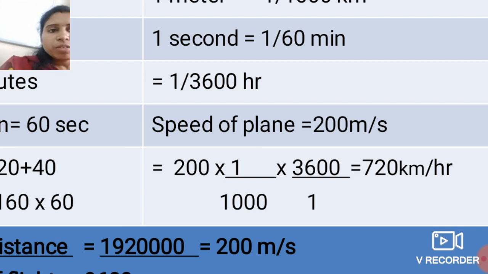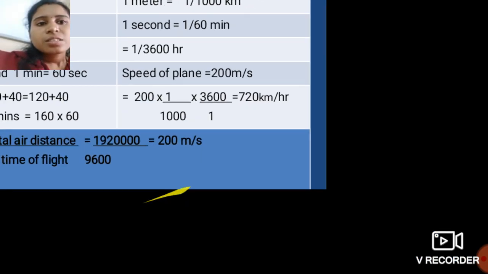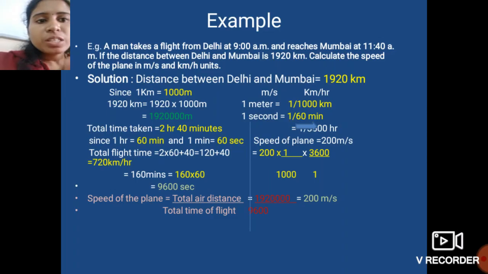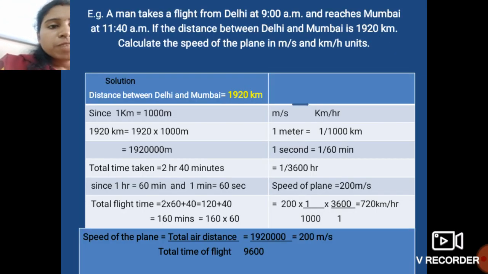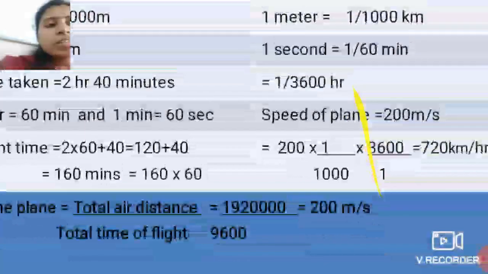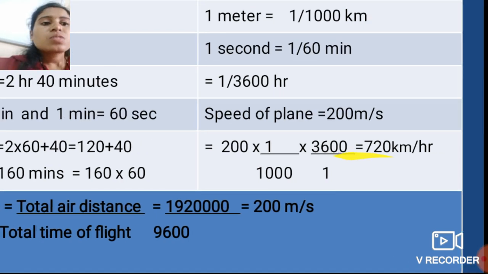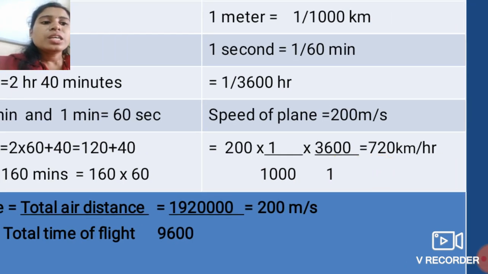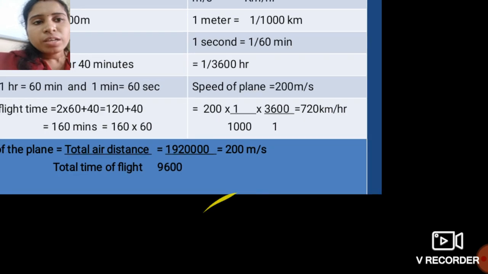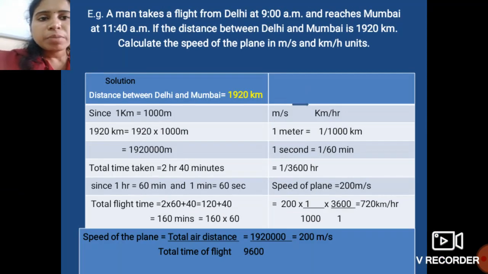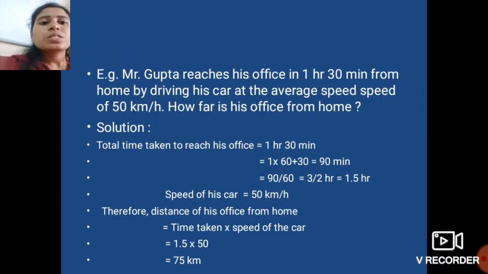So what we will do over here? See students, we can take the reciprocal of it, 3600 upon 1. By calculating this, we get the answer 720, which is in kilometer per hour. Okay students, in this way we solve this example. Now we proceed to the next example.